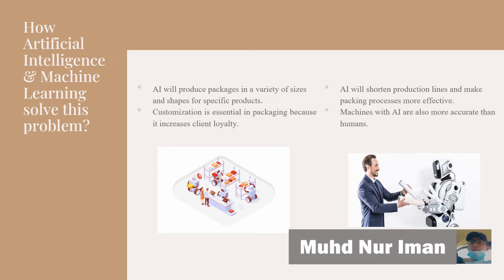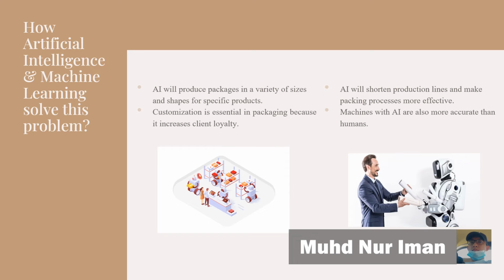With use of machine and algorithm, food industry can utilize AI technology to develop smarter packaging. AI will produce package in a variety of size and shape for specific product. Not only that, with AI technology, workers' workload will be decreased because the AI technology allows the worker to customize the package into the shape and size of the product. Customization is essential in packaging because it increases client loyalty.